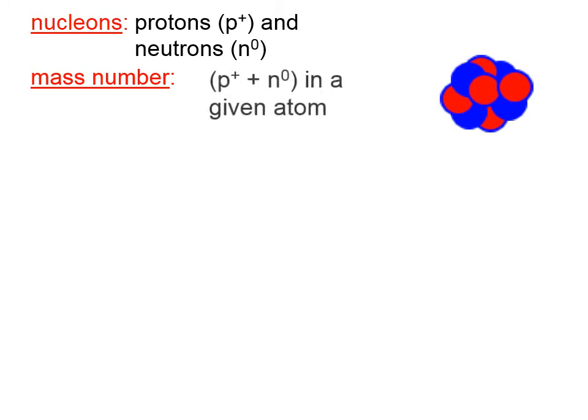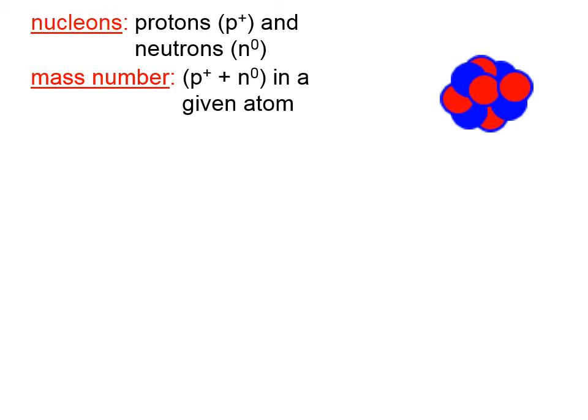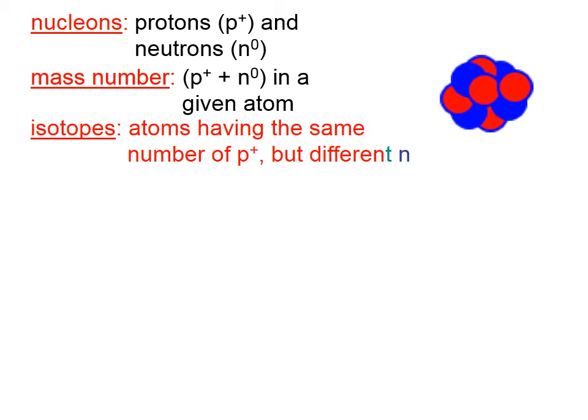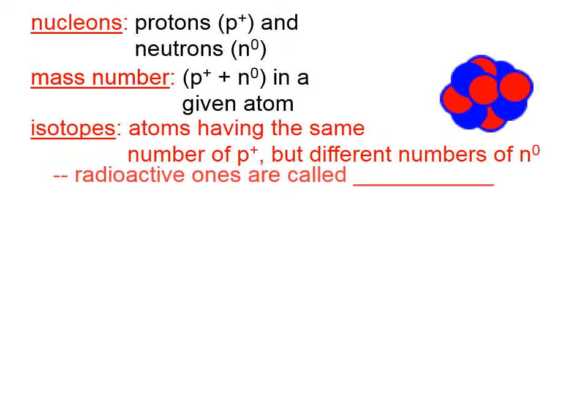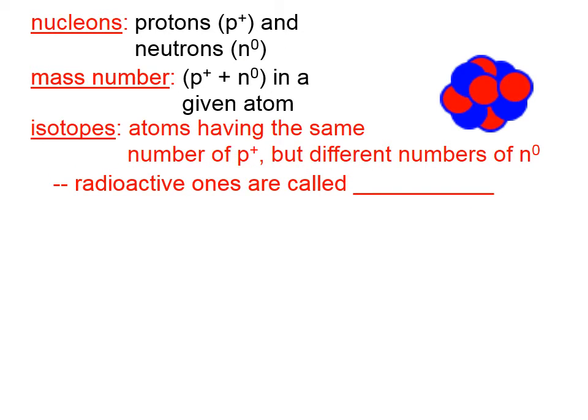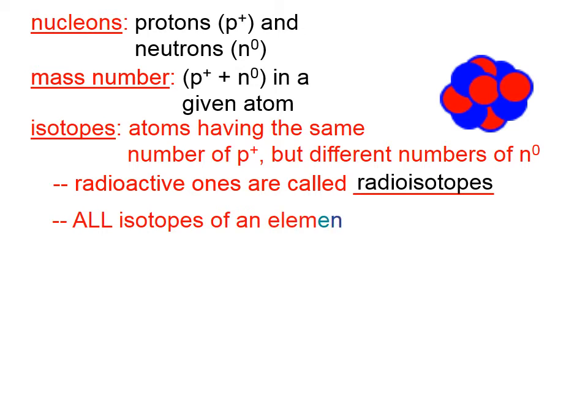The mass number, you should remember, is the sum of the protons plus the neutrons in a given atom. So the mass number is the number of nucleons in an atom. Isotopes, you should remember also, are atoms that have the same number of protons but different numbers of neutrons. Radioactive ones are called radioisotopes.